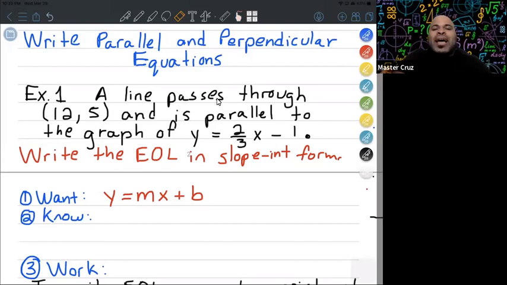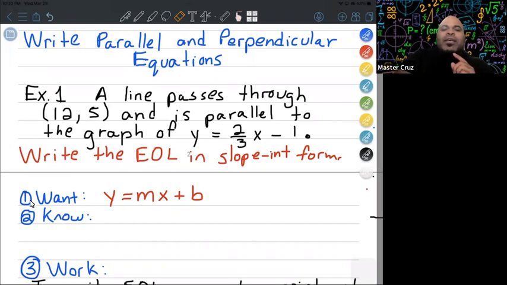Example 1 says a line passes through a point (12, 5), and it's parallel to the graph of y equals 2/3 x minus 1. Write the equation of the line in slope-intercept form. For these types of problems and any word problems that you're given, I like to solve my word problems in 3 steps. It helps greatly.